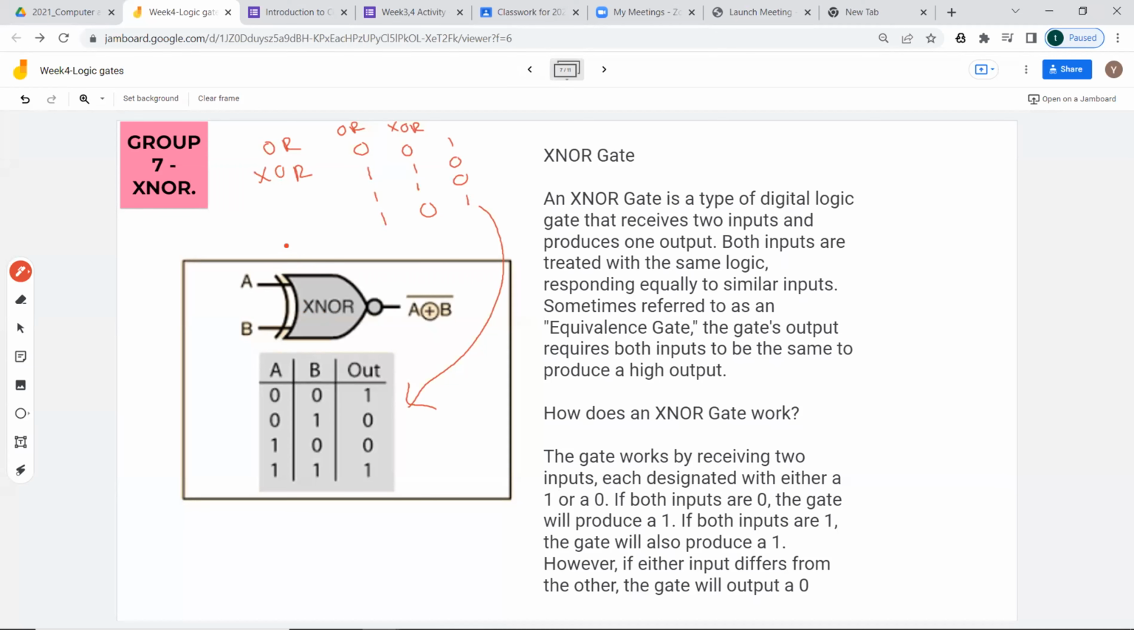Right? So remember these 7 logic gates because you will have questions related to each and every gate.